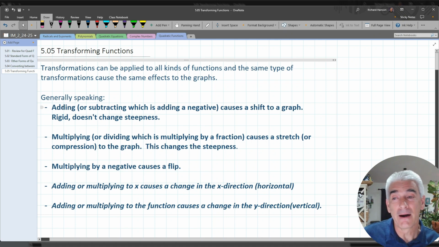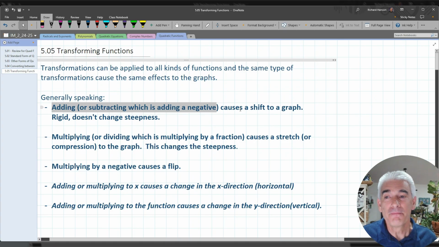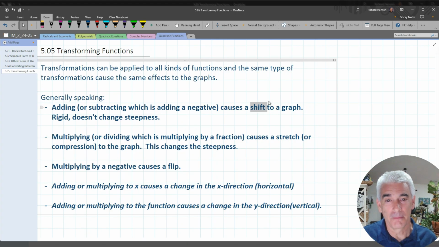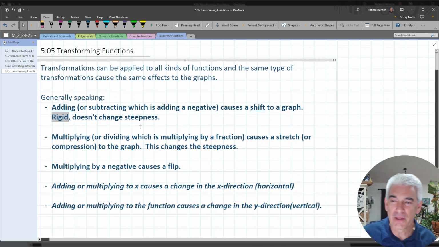But anyway, generally speaking, if you add or subtract, but subtracting really is adding a negative, adding or subtracting will cause a shift. So when you hear the word add, that means shift. This is a rigid transformation. It doesn't change the steepness or the shape. It just shifts it around.